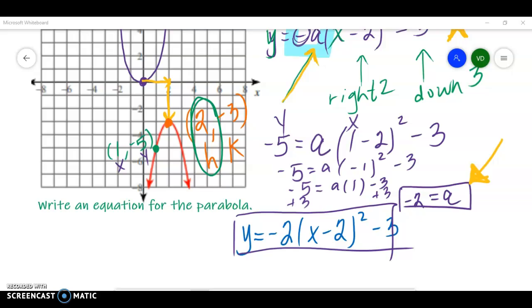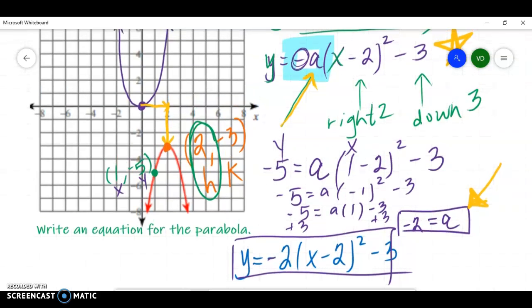So if I just want to check myself, the negative sign made my original flip down, right? This minus 2 in parentheses should have made it go to the right 2 times, which it did. And then this minus 3 should have made it go down 3 times for my vertex to finish in that spot. So now if I look at what my A value is, 2, it does look like my curve got taller and skinnier compared to my original. My original is just a sketch, so this equation does work.